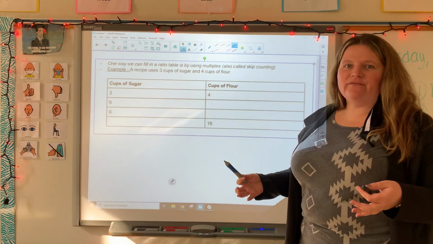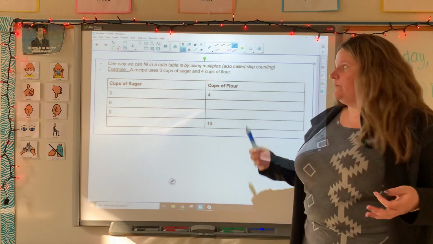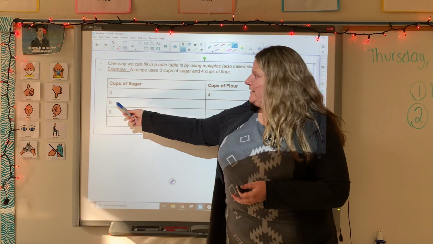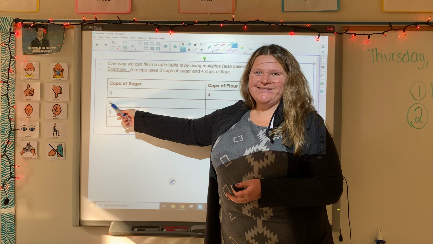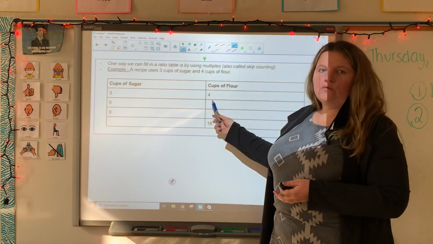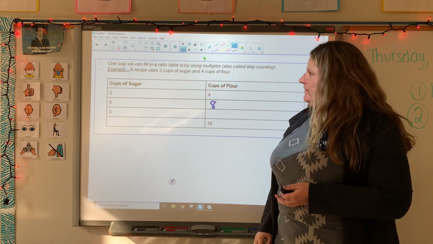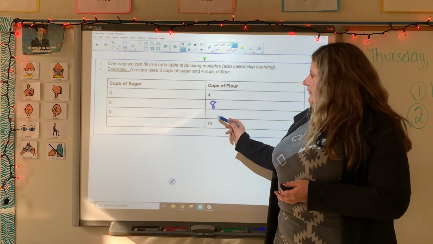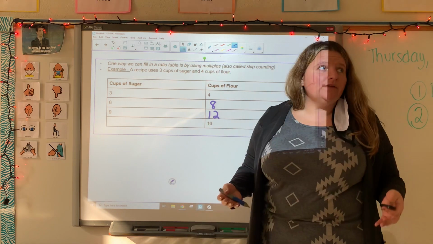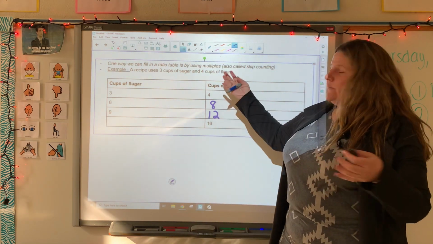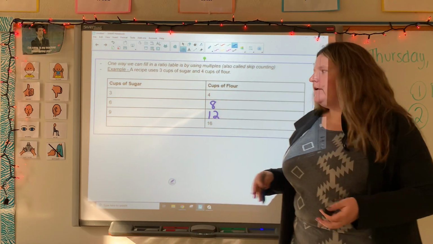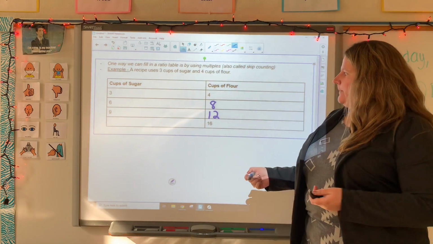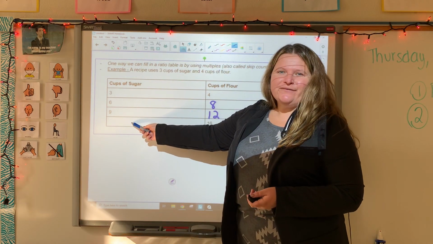So one way we can figure this out is by skip counting, just doing multiples. So if I need 3 cups of sugar and 4 cups of flour, well, what if I add 3 more cups, or I double it to 6 cups, then I need to add 4 more flour, so I would have 8. And if I add another 3 here, I need to add another 4 here. It's keeping my ratios equivalent so that my cake or my lemonade, whatever the recipe is, tastes the same.